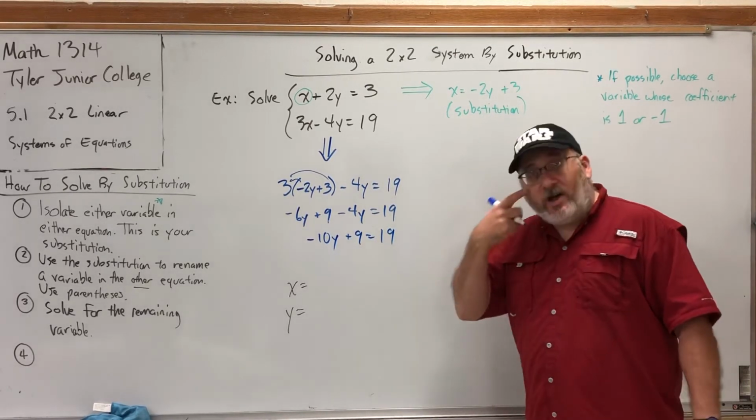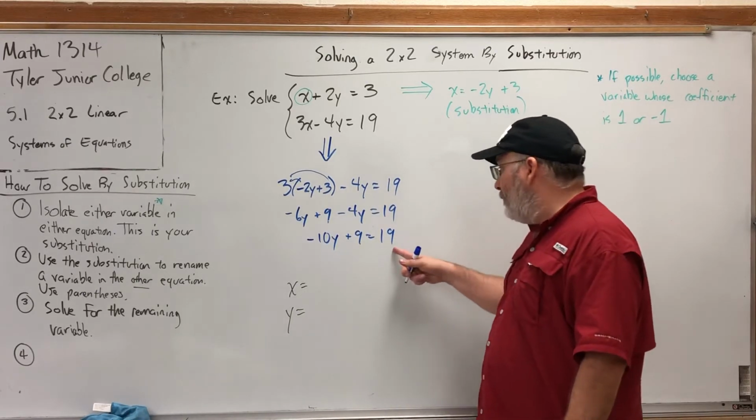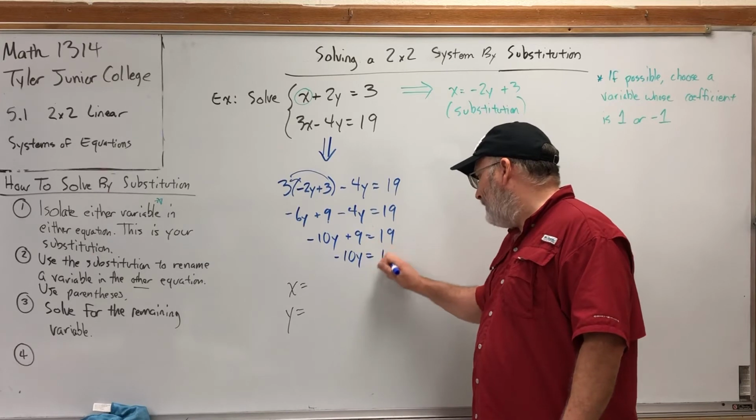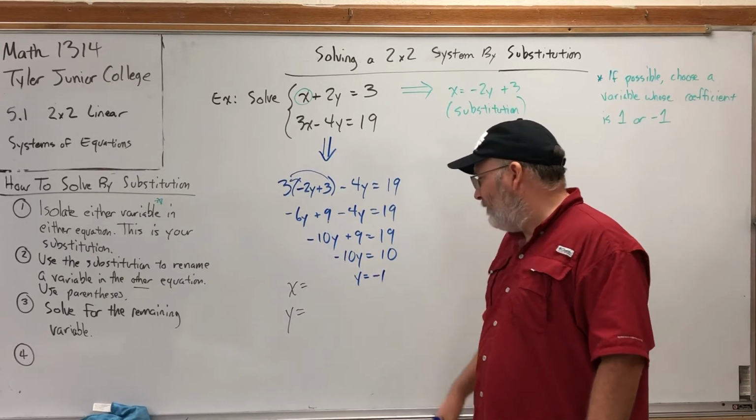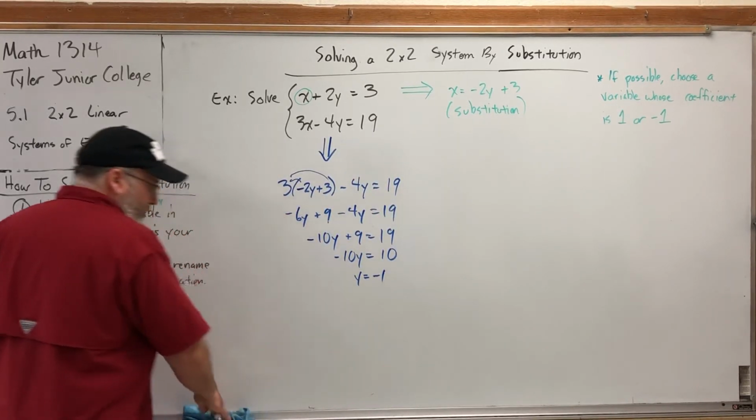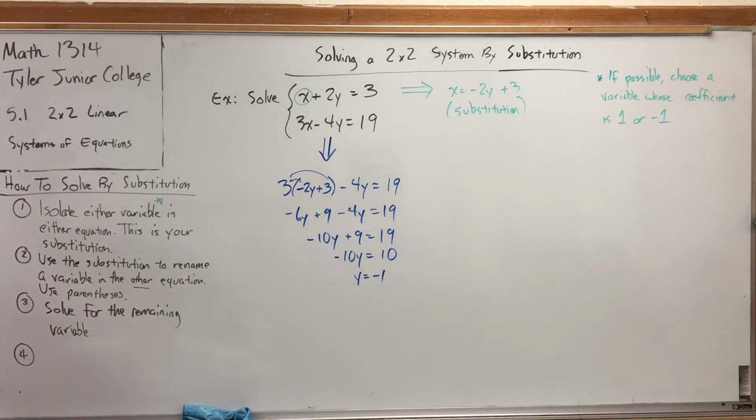All right, we're 2 steps away. I'll just describe what happens next. Subtract 9 from both sides. You get negative 10y on the left, but you get 10 on the right. And when you divide both sides by negative 10, you get y equals negative 1. Hooray, we have our solution. No. We have half of our solution. We know what y equals, but we also need to know what x equals.